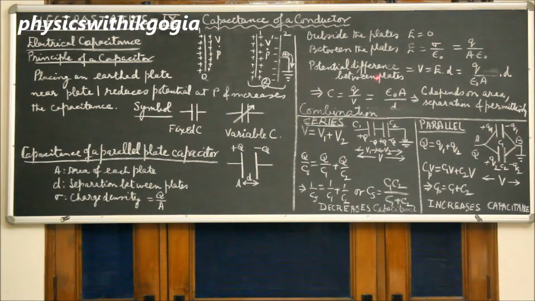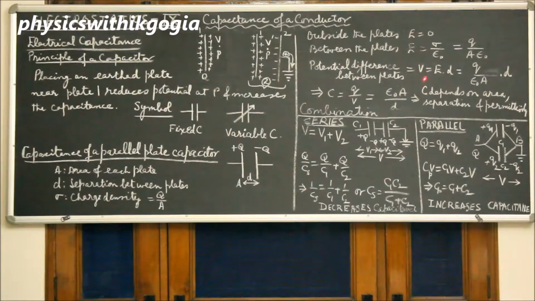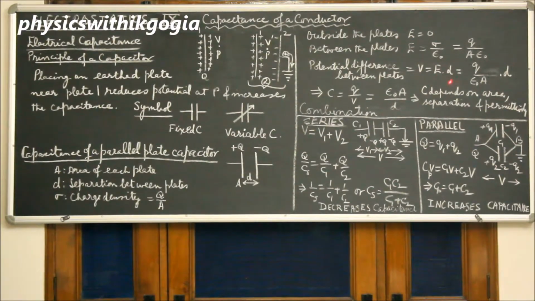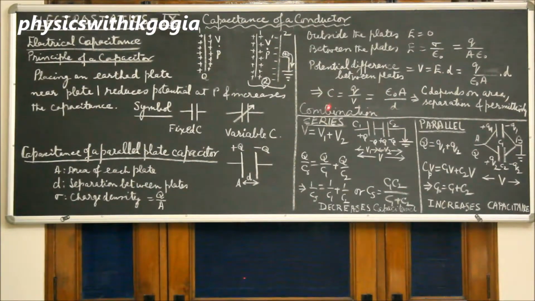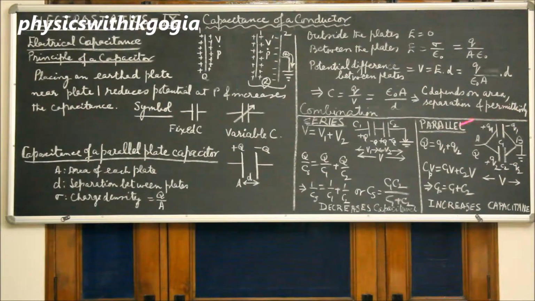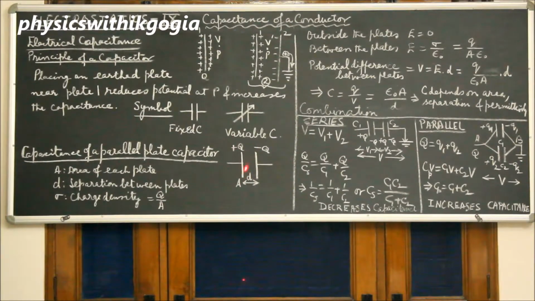The potential difference between the plates is given by V equal to the field intensity multiplied by the separation, that is, Q over epsilon naught A into D. From this relation, we can get Q over V, that is the capacitance: Q over V equals epsilon naught A by D. So C depends on the area, and it also depends on the separation between the plates and the electrical permittivity of the medium between the plates.